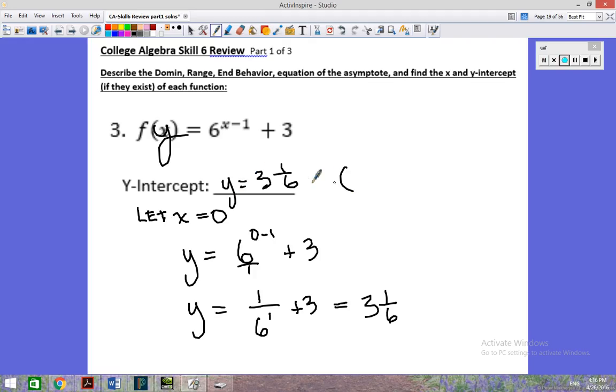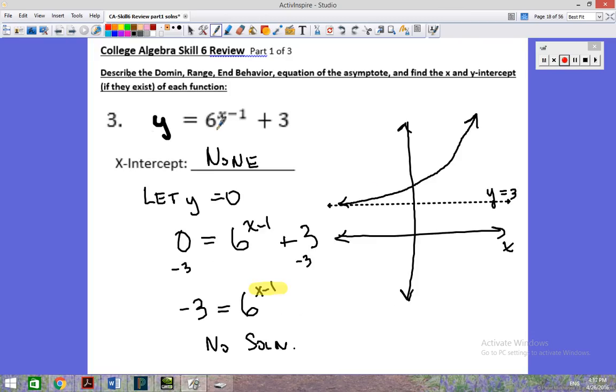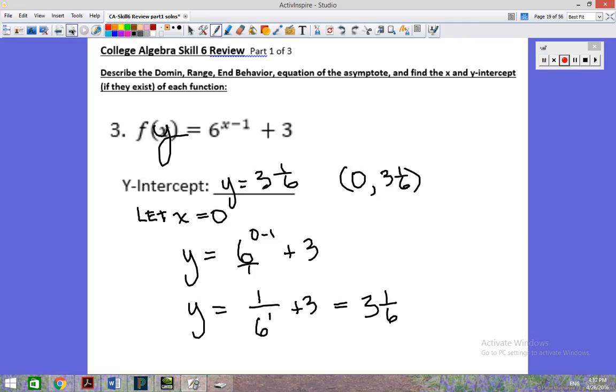If you were to write the coordinates and plot the point, the zero tells you from the origin not to move left or right, and this positive value, 3 and 1/6, tells you to move up, and it crosses the y-axis at 3 and 1/6. Okay.